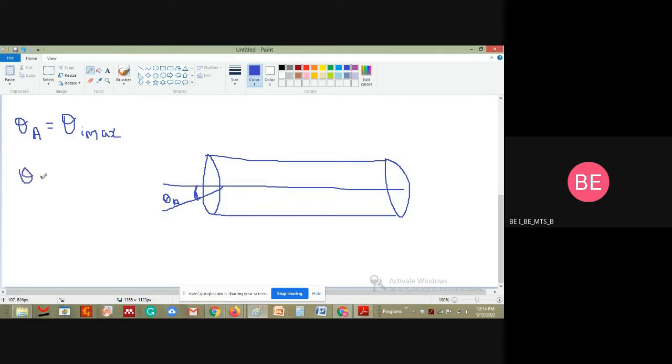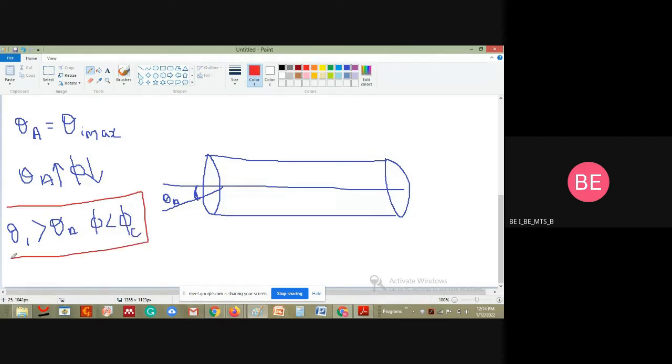What is the relation between theta I max and phi c? When theta A increases, phi decreases. When the angle of incidence goes beyond theta A, phi will become less than phi c. This condition should not happen. If this happens, light will just refract away from the cladding. Light will go away from the cladding. It won't be totally internally reflected.